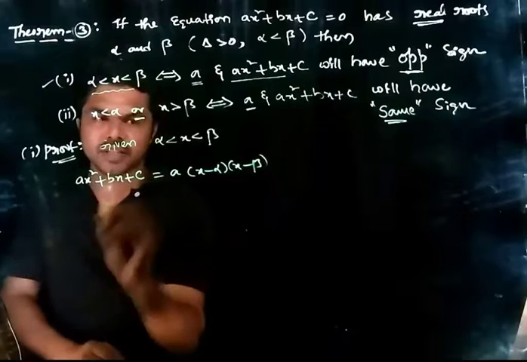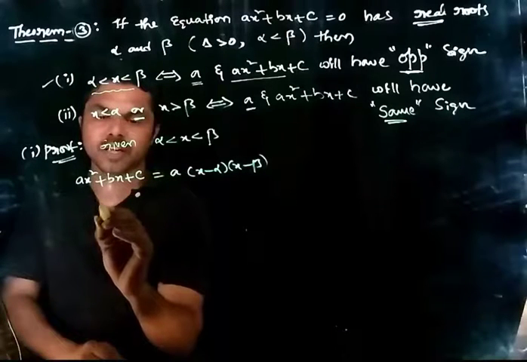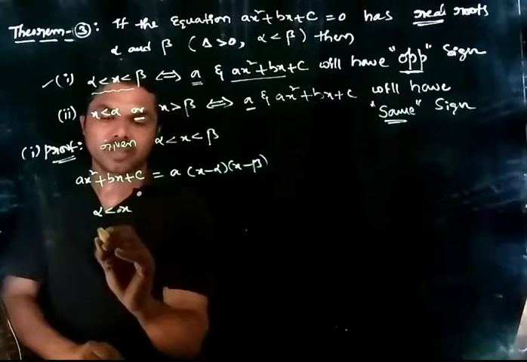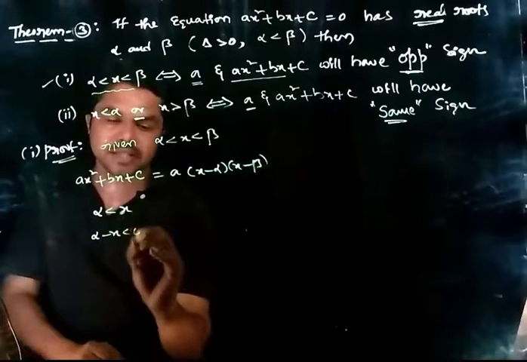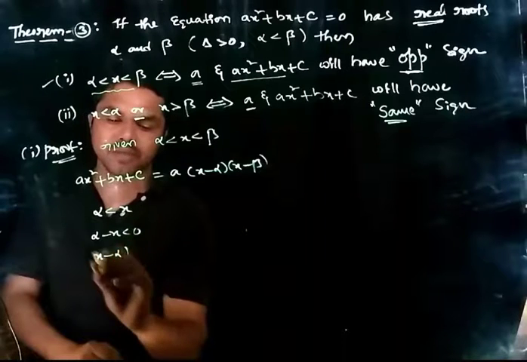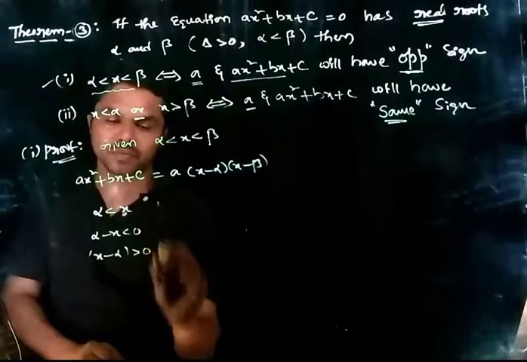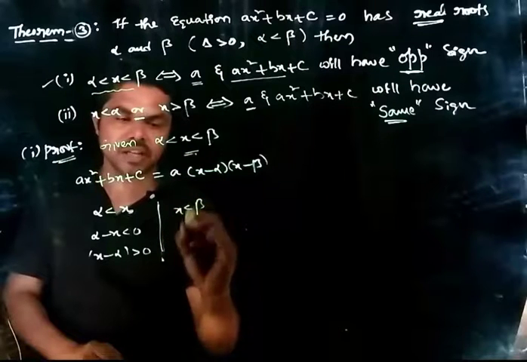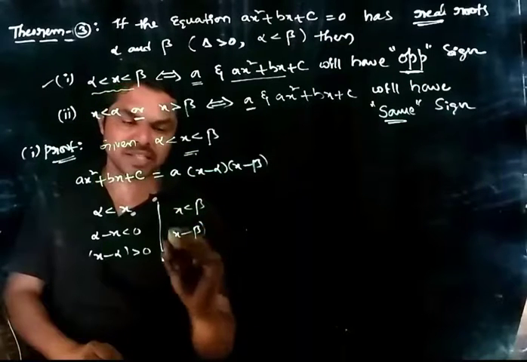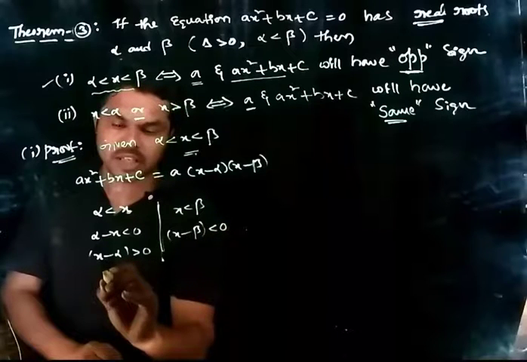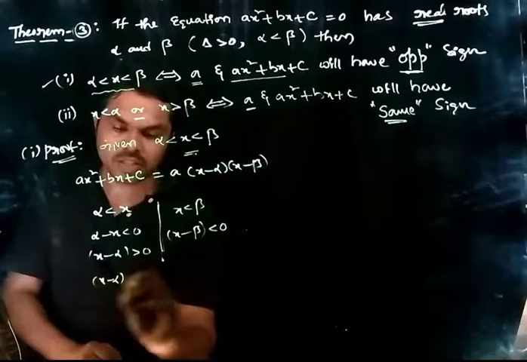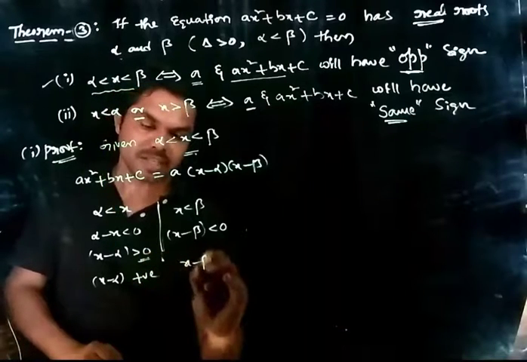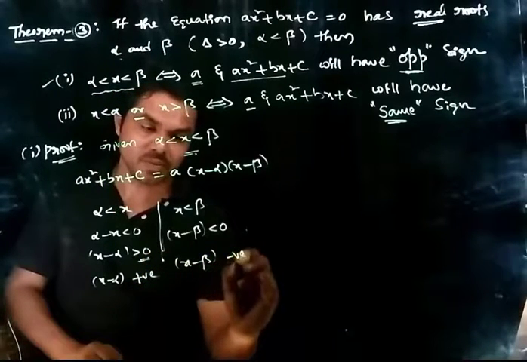From the given condition, if you take alpha less than x, that means alpha minus x less than 0, that means x minus alpha is greater than 0. From the condition x less than beta, that means x minus beta less than 0. So here x minus alpha is positive because it has the greater than 0 symbol. Here x minus beta is negative.